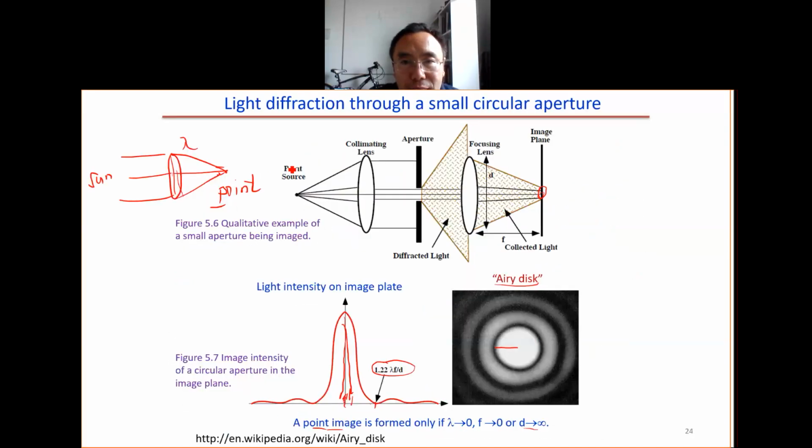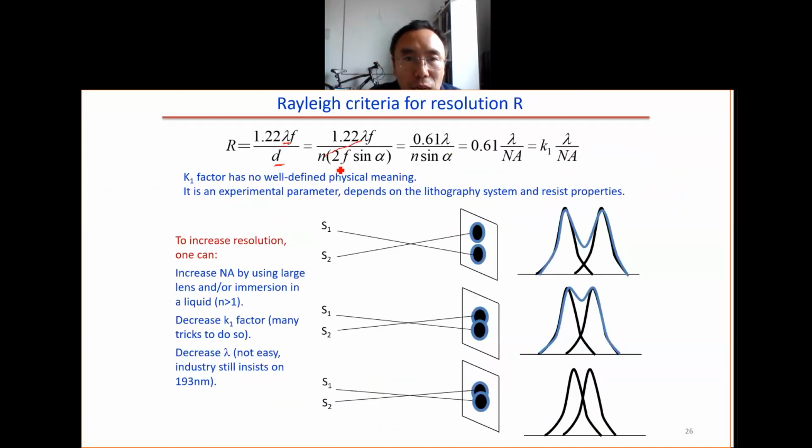Here d is the size of the lens. So d equals 2 times f tangent alpha, where f is the focal length. Roughly this equals 2 times f sine alpha, because when this angle is small, tangent alpha is the same as sine alpha. You cut out the f, and you have 0.61 lambda over n sine alpha. N sine alpha by definition is the numerical aperture.